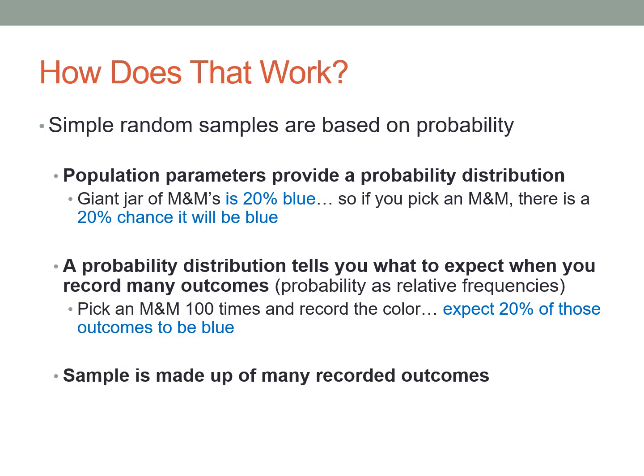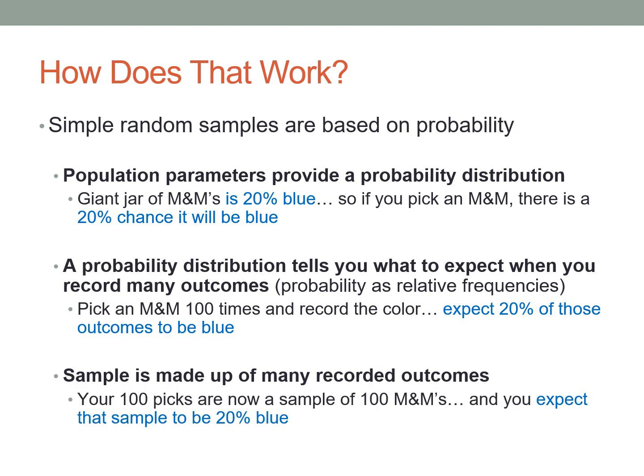We can think of our 100 M&Ms that we just picked out of our jar as a sample of 100 M&Ms. So each time we picked an M&M, we were selecting a member from that population into our sample. So our sample here is made up of our many recorded outcomes, and probability told us what the proportion of those outcomes should look like. In other words, our 100 M&M picks are now a sample of 100 M&Ms. And because we know the probability of getting a single blue M&M, that means we know the proportion of M&Ms that should be blue after we pick 100. That tells us the proportion of our sample that should be made up of blue M&Ms.